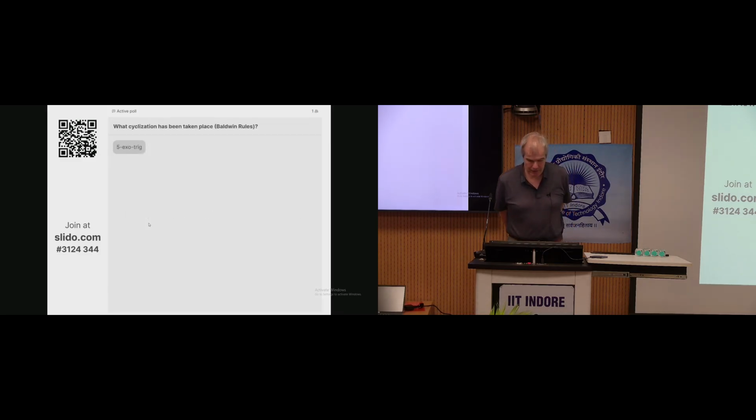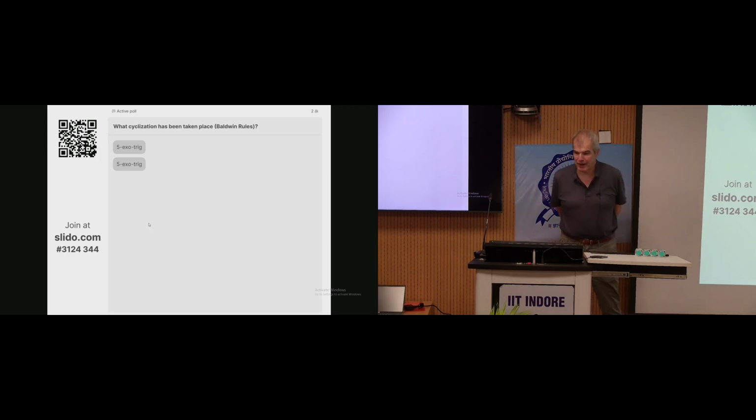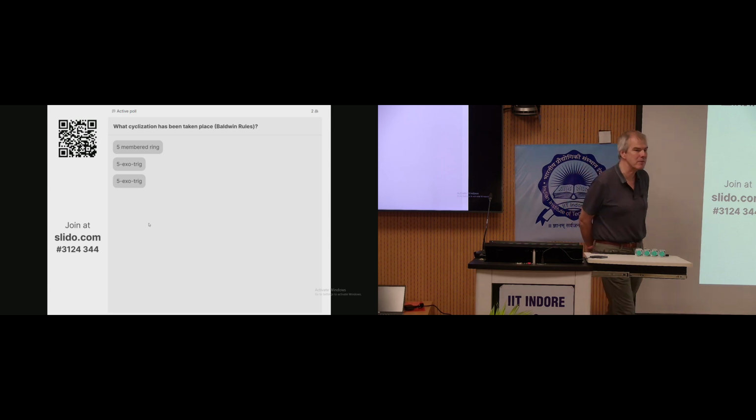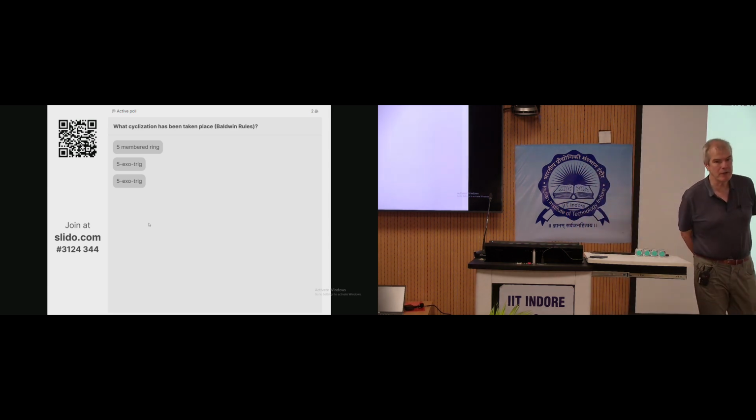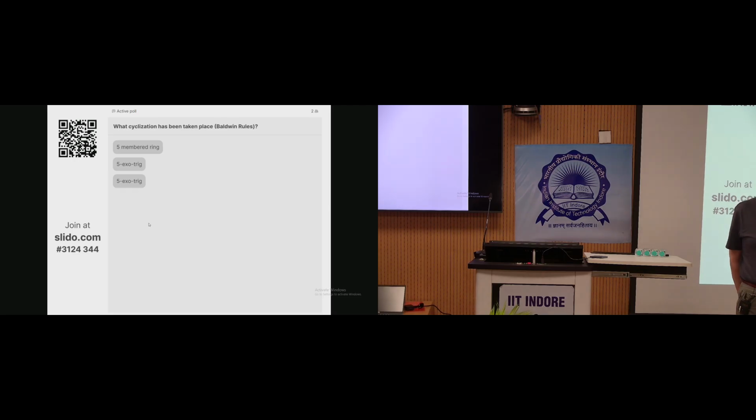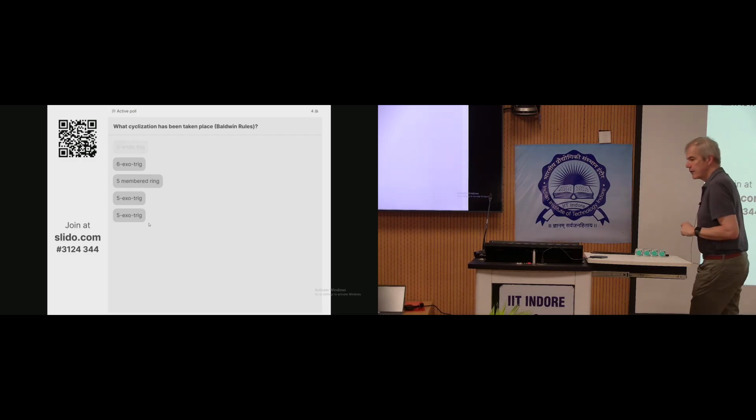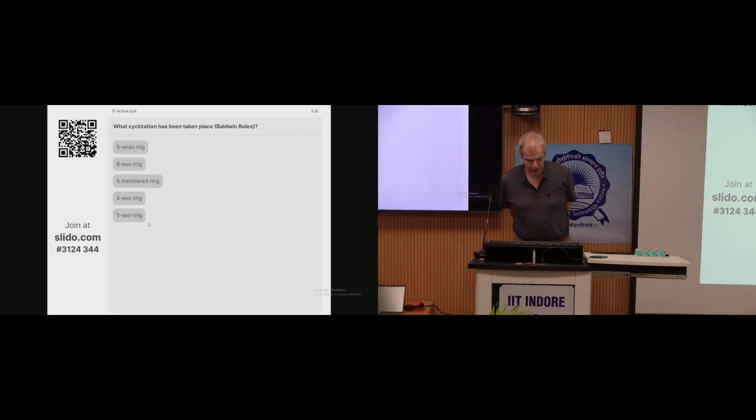Mm-hmm. 5-exo trig. One brave answer so far. Okay, two brave answers so far. Now the crowd is following. Yes, it's a 5-membered ring, but always keep in mind Baldwin ring closure qualifiers: you need to say the ring size, which center is involved, and if the bond which is breaking breaks inside the ring, that is endo. If it breaks outside the ring, it's exo. So, okay, 6-exo trig.